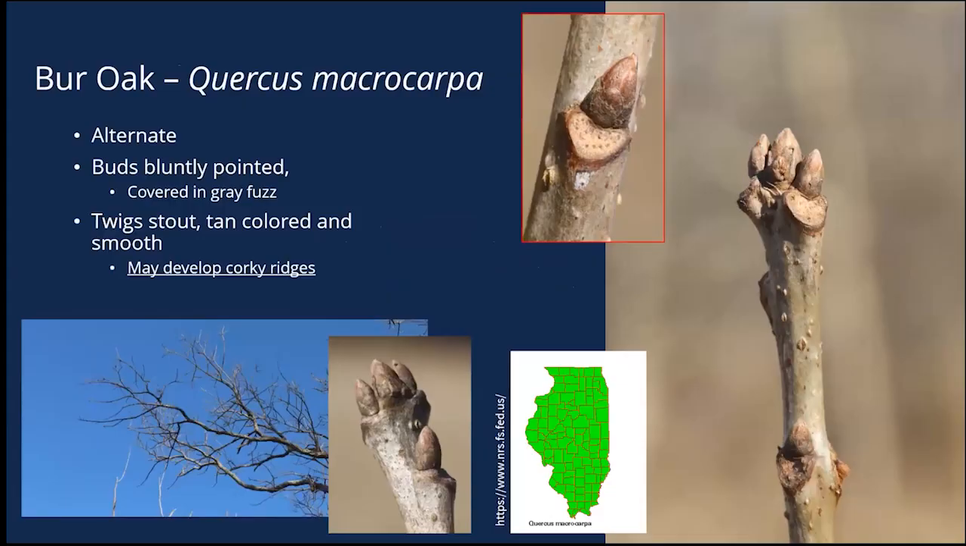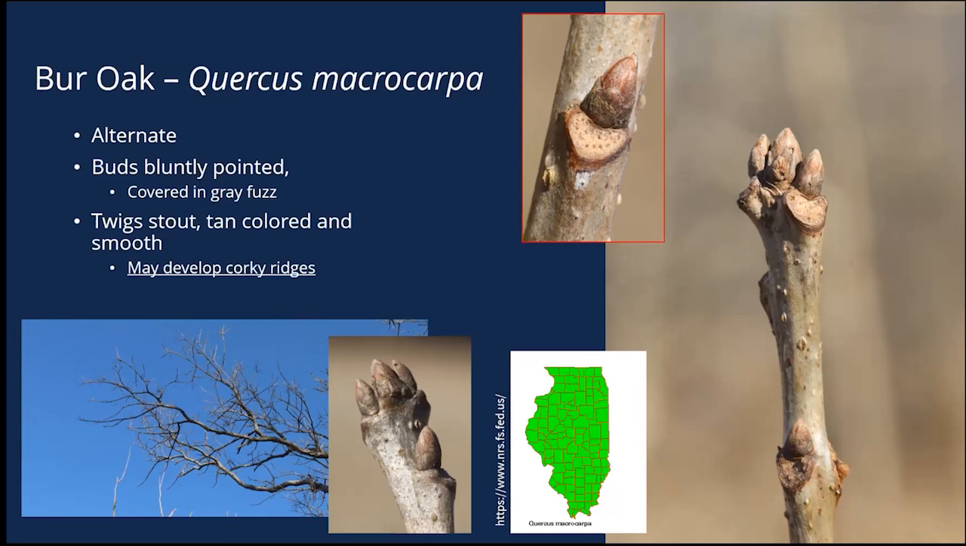We'll start with Bur Oak. A lot of people are familiar with these from a distance, but if you get up close, their buds are kind of bluntly pointed. They can be covered in gray fuzz, but they're going to have a fairly stout twig, especially compared to most of the other oaks. These twigs are going to be kind of thick and heavy, even heavier than post oak. And you can see that in the picture on the bottom left. Those branches just look kind of thick and stubby.